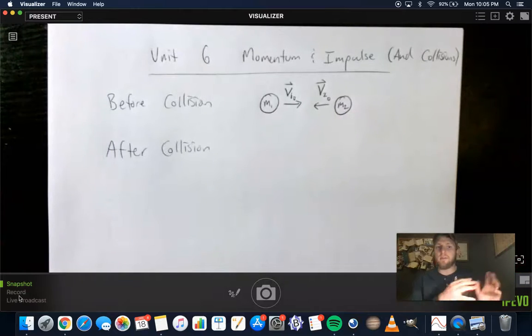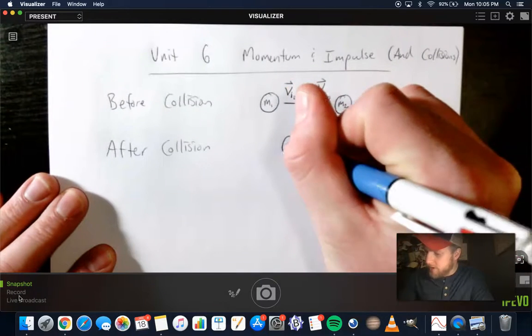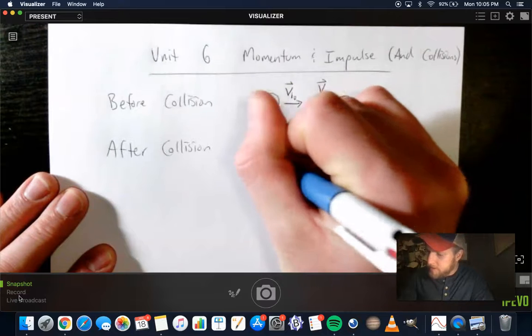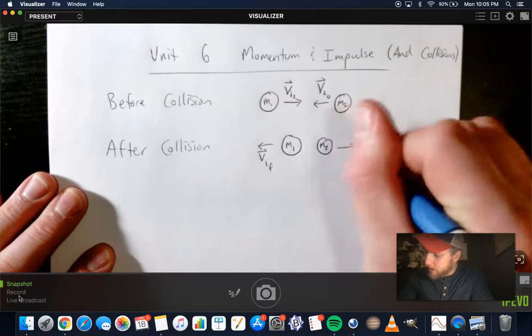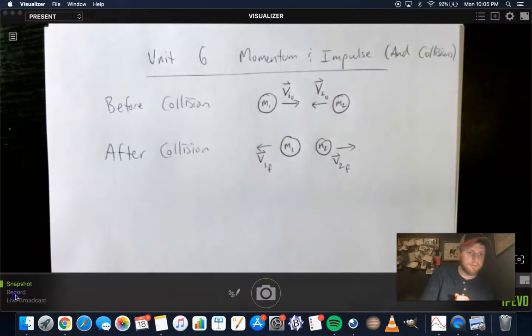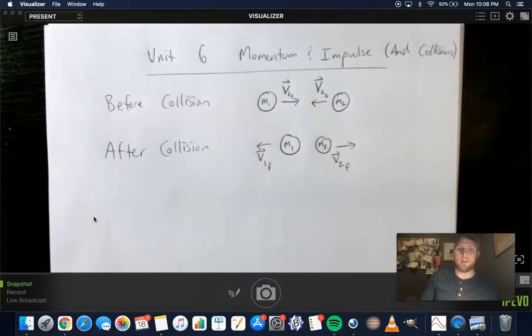Now, a lot of what happens will depend on various things, like how big the mass is, what the velocity is, and so on. But after the collision, you'll have something similar. You'll have m1 with some final velocity, and m2 with some final velocity. Now I use the term collision very loosely here, as we'll see. This also applies for explosions, for rockets, for all kinds of things.